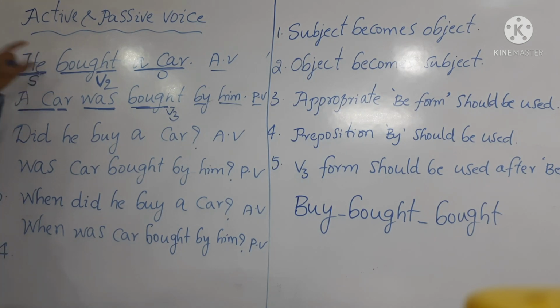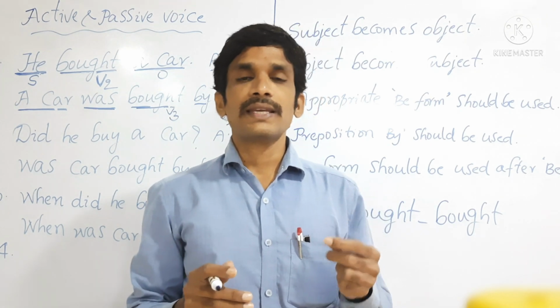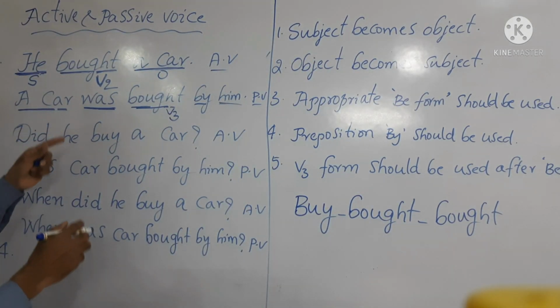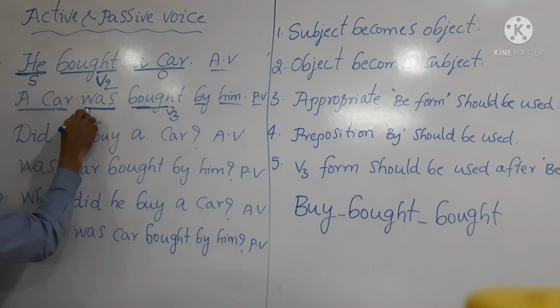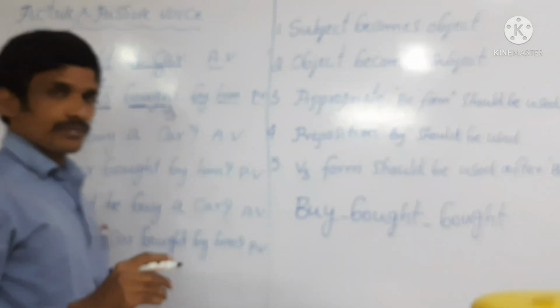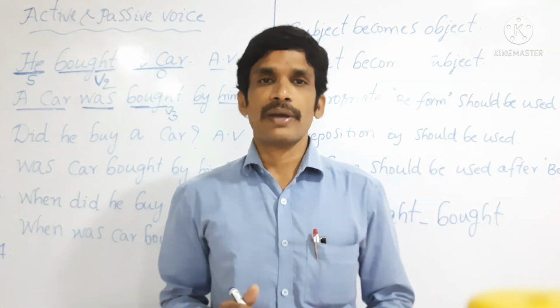Okay, this is assertive sentence. He bought a car is assertive sentence. So, when we change an assertive sentence into passive voice, structure will be subject plus be form plus V3 plus by plus object. That is the structure when we change an assertive sentence into passive voice.